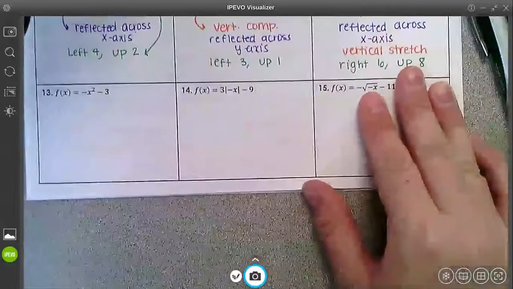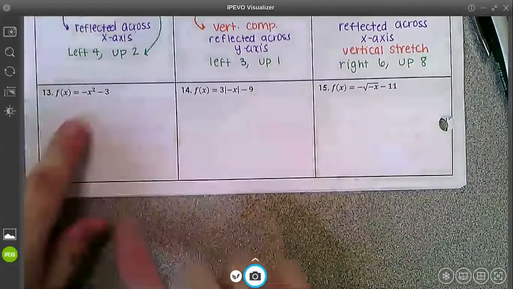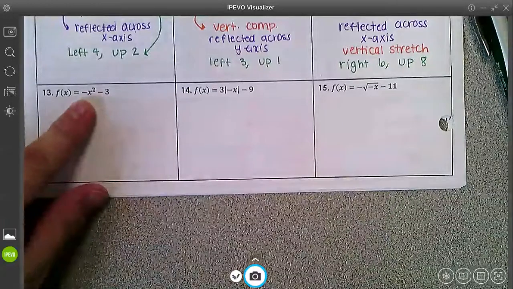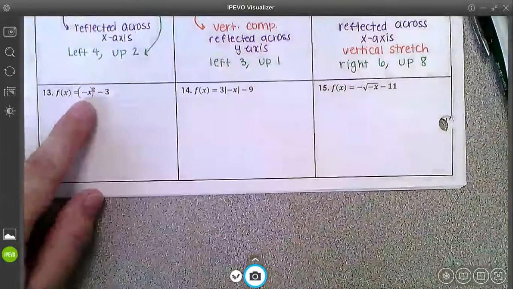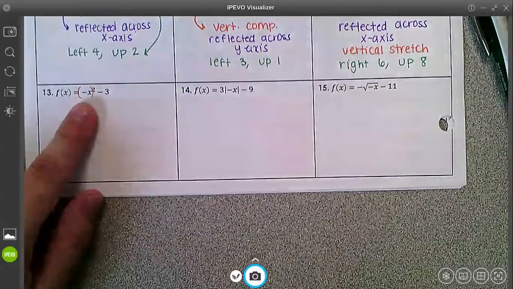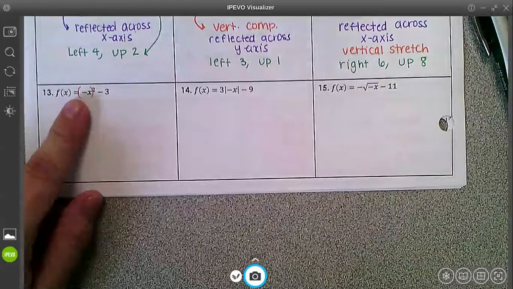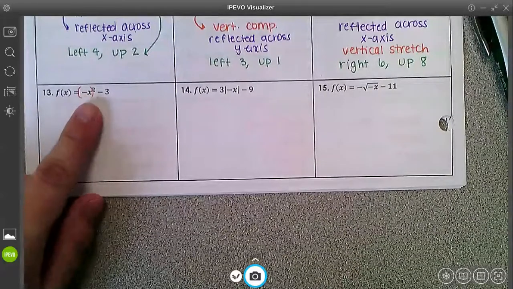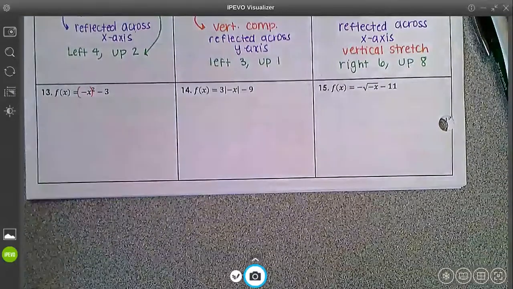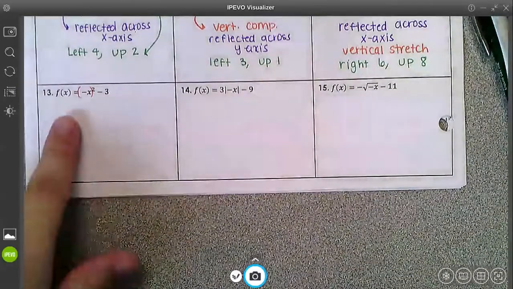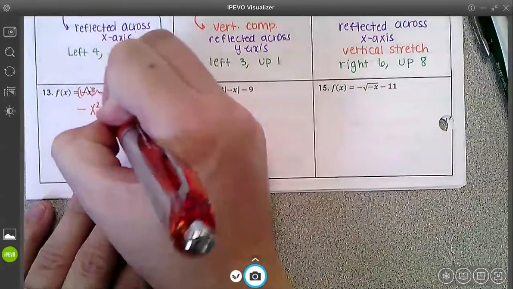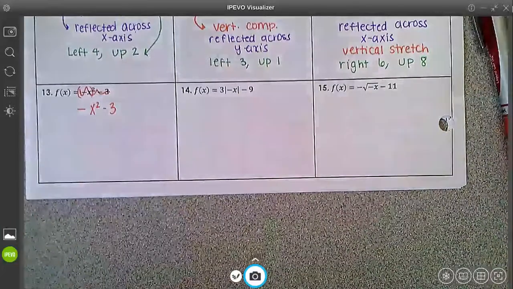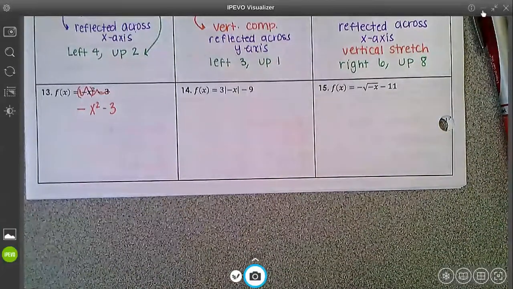Now, before I let you work on these last 3, I want to clarify something on number 13. This negative, that's technically outside. If it were inside, there would be parentheses around it like that. But it wasn't that way. So there's actually nothing inside on this one. There's a negative outside, and that's all. Just a negative number. So those parentheses are not there. So it's negative x squared minus 3. So I'm going to pause the video here on screen.